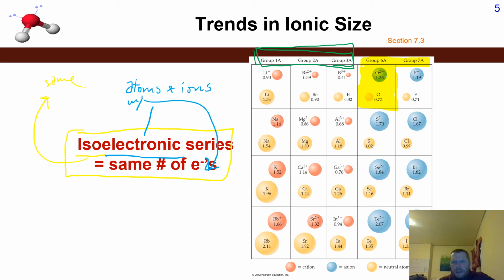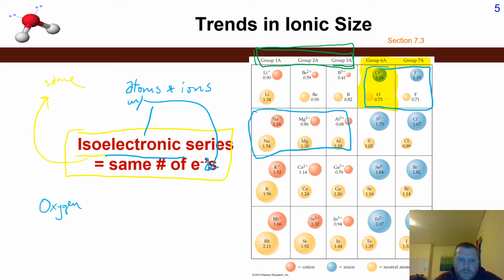Now, I would like to highlight all of these: sodium, magnesium, aluminum, oxygen, fluorine, oxide and fluoride. I don't have the periodic table in front of me exactly, but I'm going to look it up real quick on the internet. Okay, so oxygen has an atomic number of 8. Oxygen has 8 protons, 8 electrons.